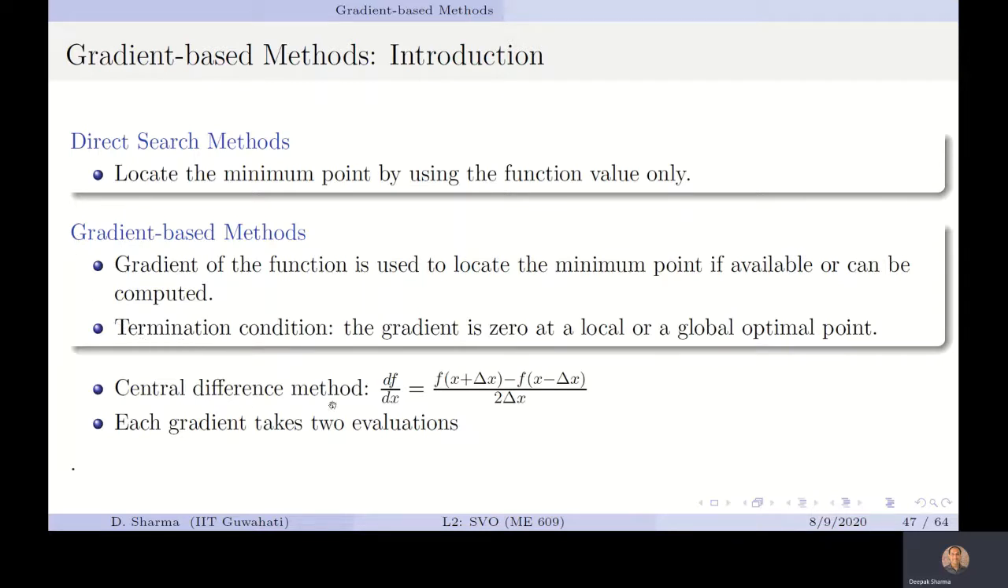Generally, we use the central difference method for computing the derivative of the function numerically. Now, what you can see from this formula is that we have to find two function evaluations, f of x plus delta x and f of x minus delta x. Since these are two different values, we have to calculate two function evaluations. So that's why I have mentioned that each gradient takes two evaluations.